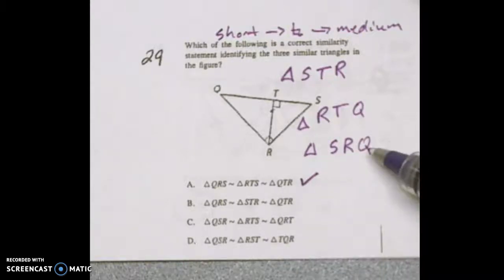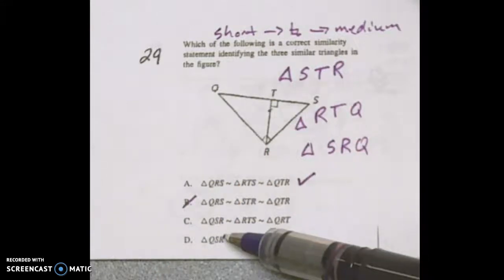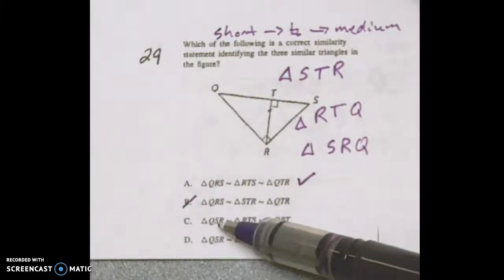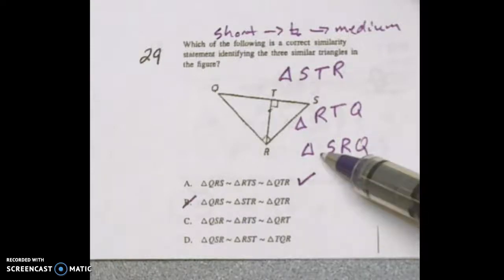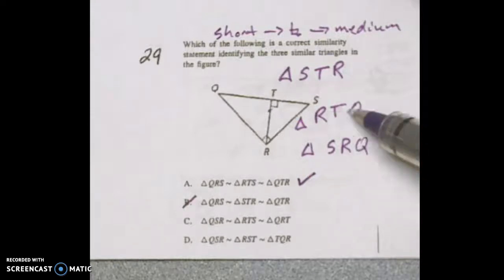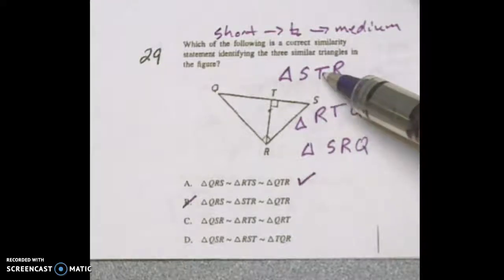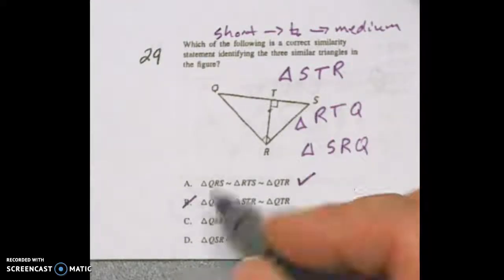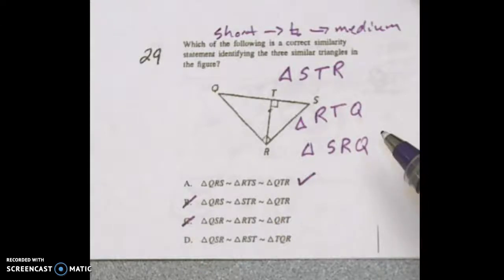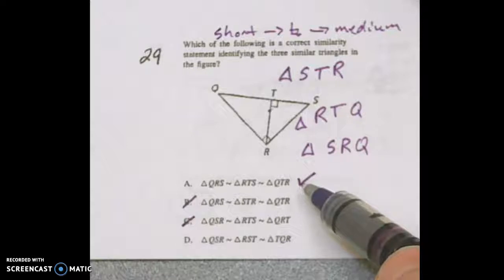QRS backwards would not go to STR forwards. That doesn't make sense. The last two statements don't go in that order. They go QSR, so my third, first, second should go with my third, first, second, QRT, third, first, second, RST, and they're going RTS. So you're looking to say that they're not matching up in the order that you want. Answer choice A appears to be the one that's best.